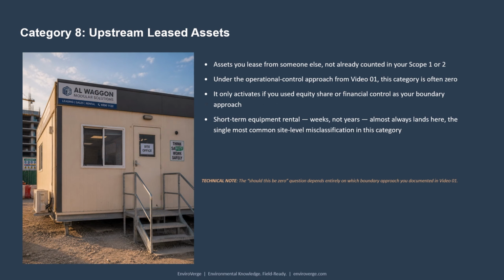Category 8 is assets you lease not already counted in your Scope 1 or 2. Under the operational control approach from Video 1, this is often 0. It only activates if you used equity share or financial control instead. Short-term equipment rental, weeks, not years, almost always lands here. This is the single most common site-level misclassification in this entire category.